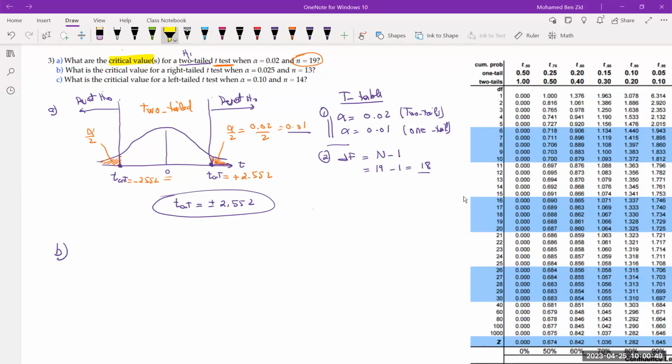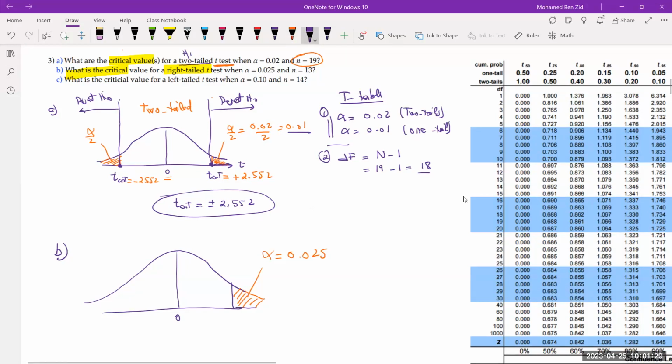Okay, so for B here, they're asking you what is the critical value again, but they want the right tail, all right? So I need to graph it again. This is going to be my 0. The right tail is going to be on the right side. And this is going to be the totality of the alpha, right? So alpha is going to be equal to 0.025. And this is only the value of one tail. There are not two tails, only the value of one tail, one side, all right?